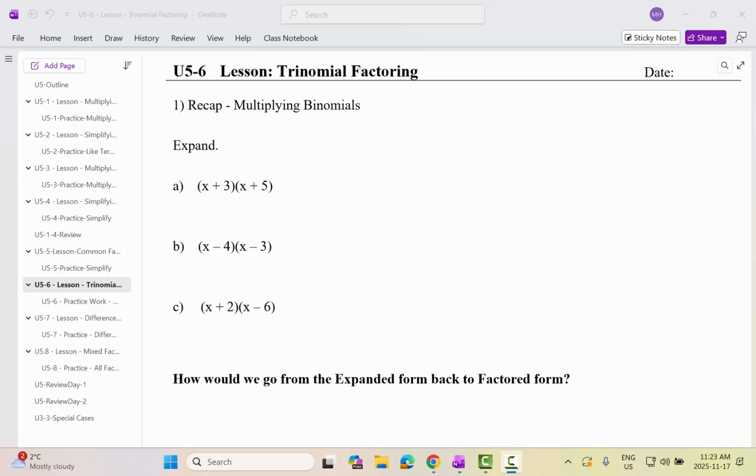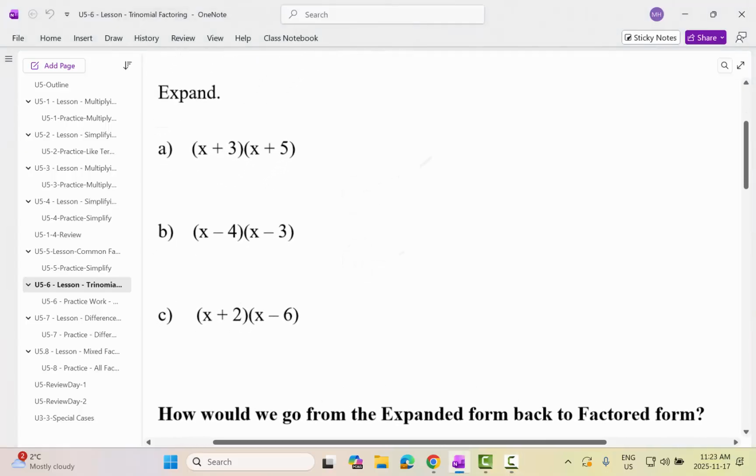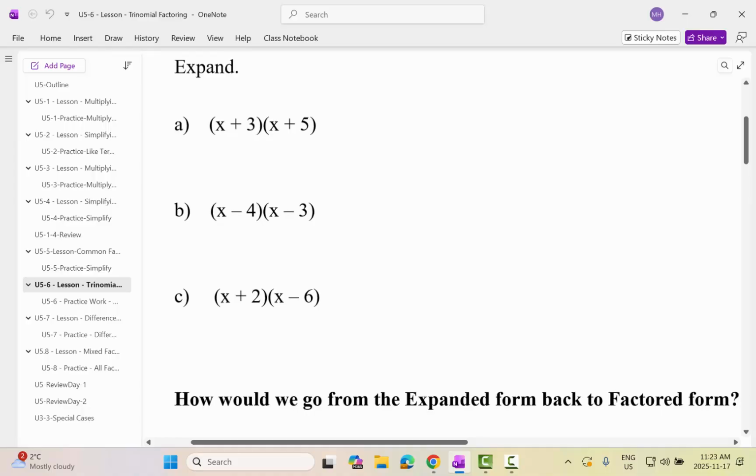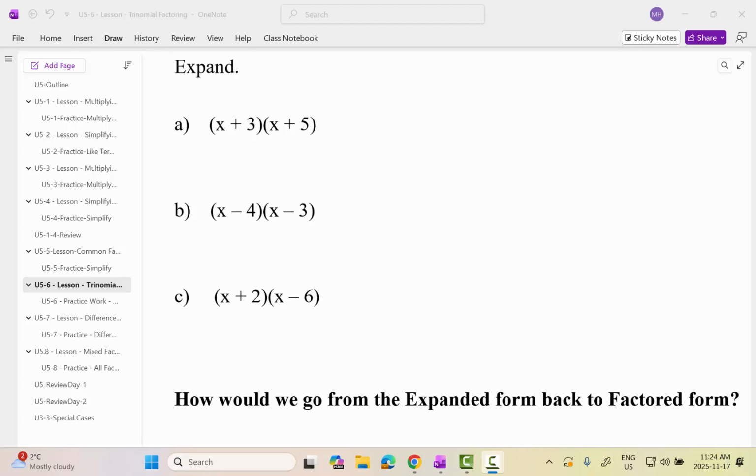All right, so today we're going to do factoring trinomials, which is the opposite of expanding. So what I'm going to show you first is how to expand this, so that we can have an idea of how to factor it. All right, so let's expand this and see what it looks like.